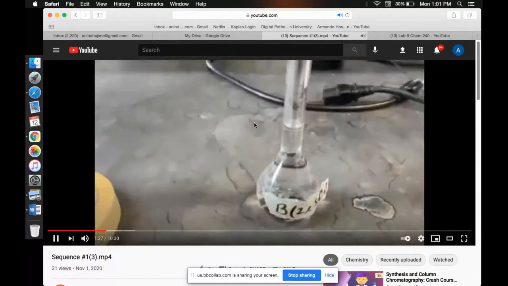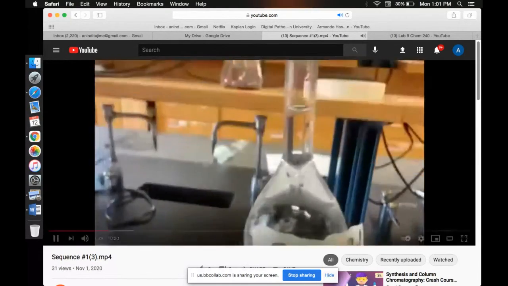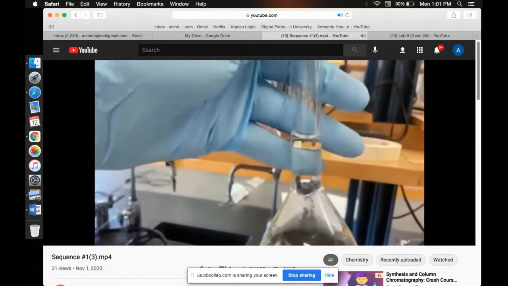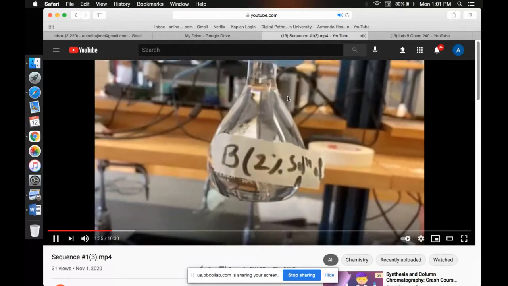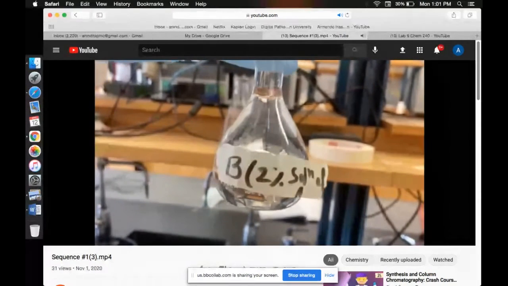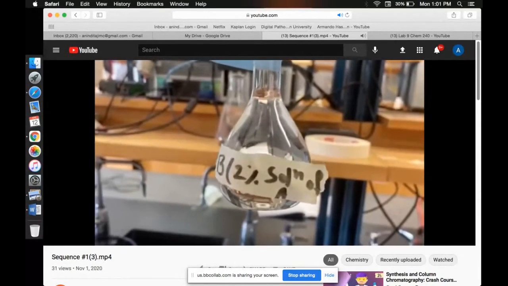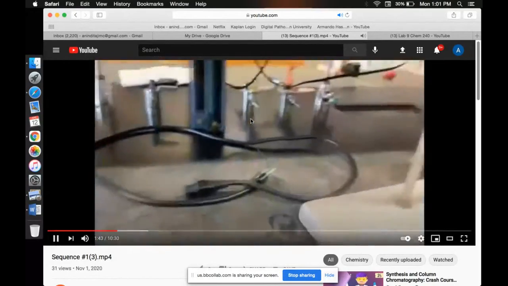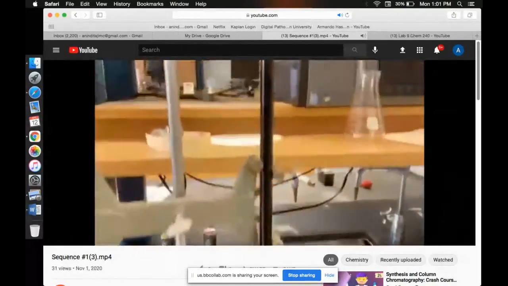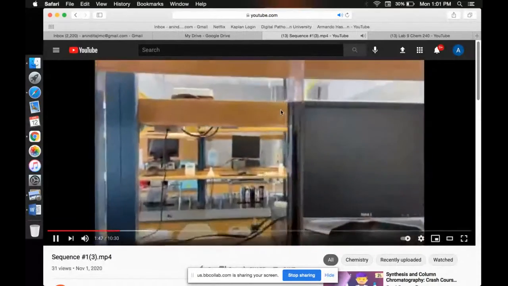So as you can see, I made the 2% solution of A, that is actually hydrogen peroxide, 30% hydrogen peroxide. We named this one B, 2% solution of A. And I also put the KMnO4 into the burette.